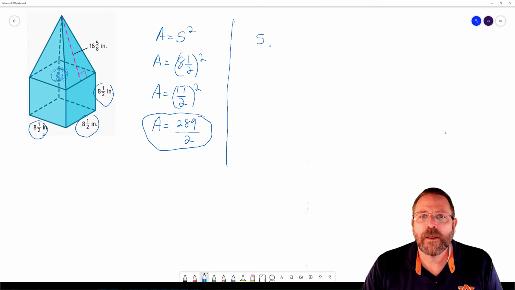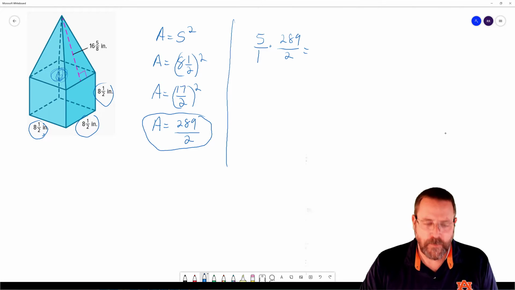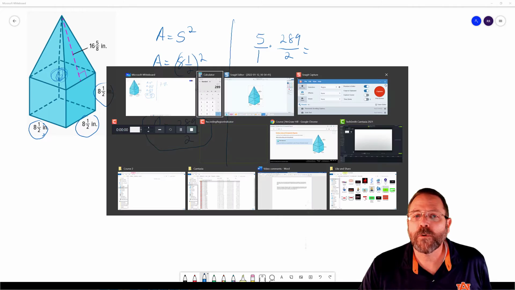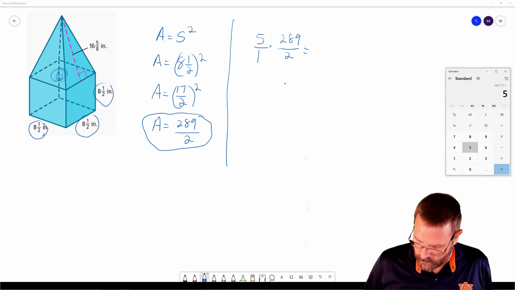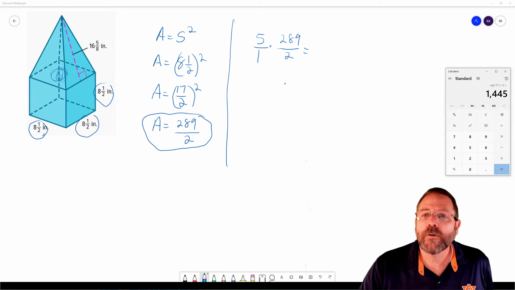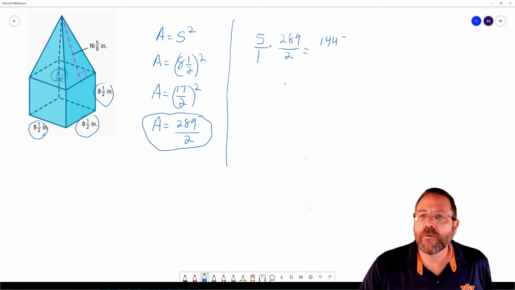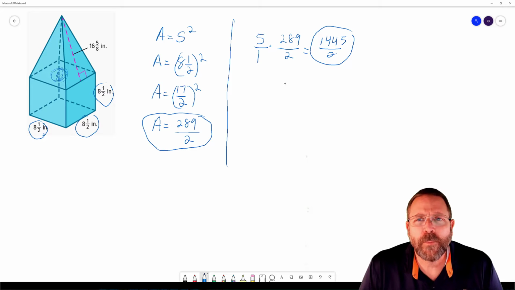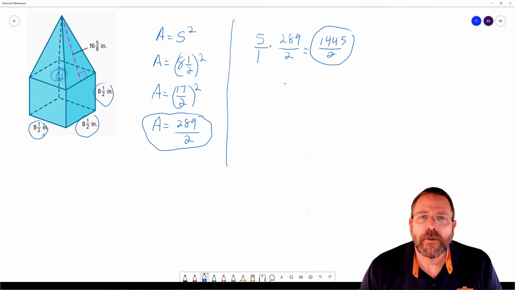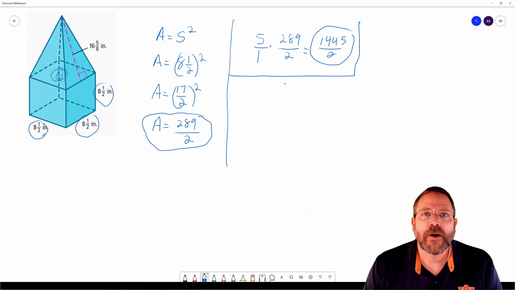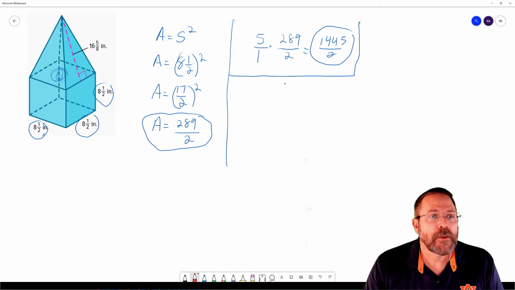So 5 times 289 over 2, make that an improper fraction as well. Nothing's going to simplify, and when we multiply that out, we'll just go ahead and use a calculator. Times 5 equals 1,445 over 2. And once again, we're just going to leave that as an improper fraction for right now as we dive into the next part, which is going to be to find the surface area of the triangular pyramid. Now just like the cube, we only care about the 4 sides.